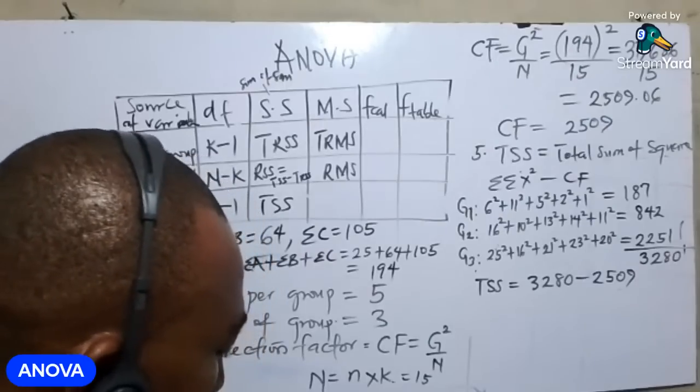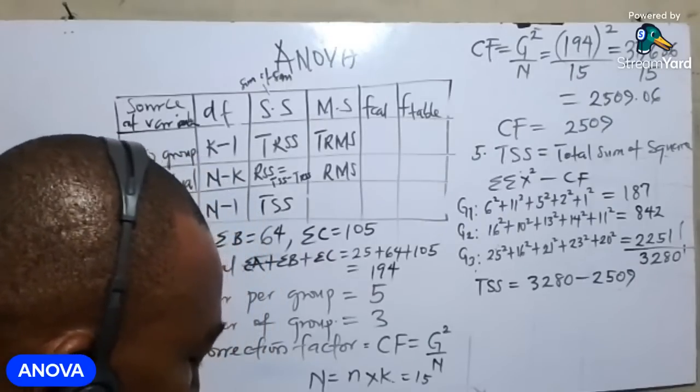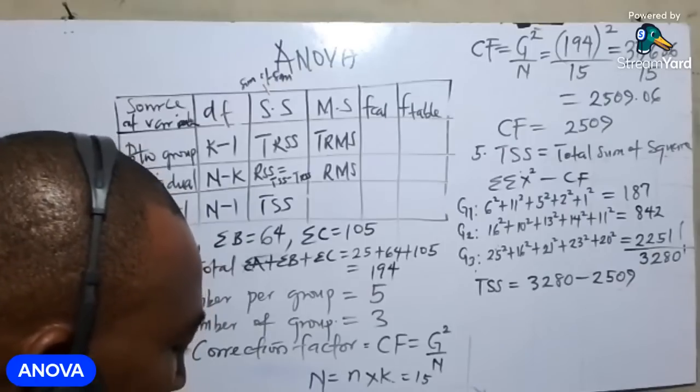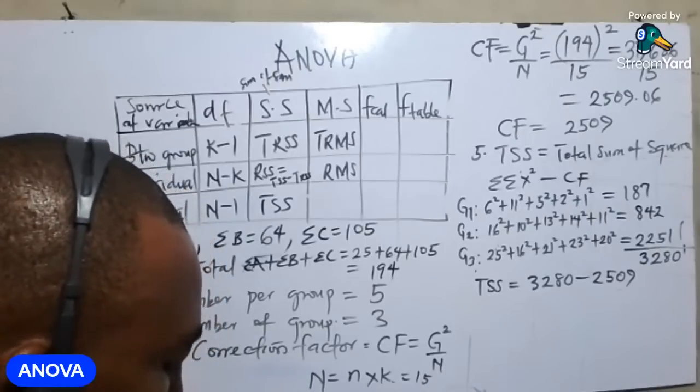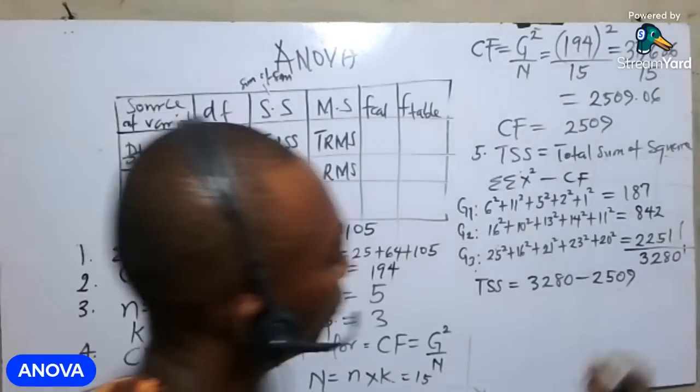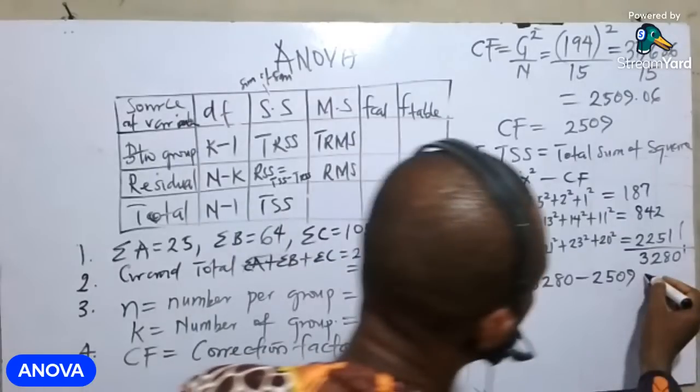So 3,280 minus 2,509. So that will give me 771.